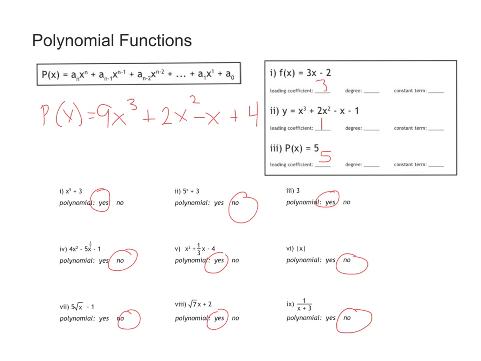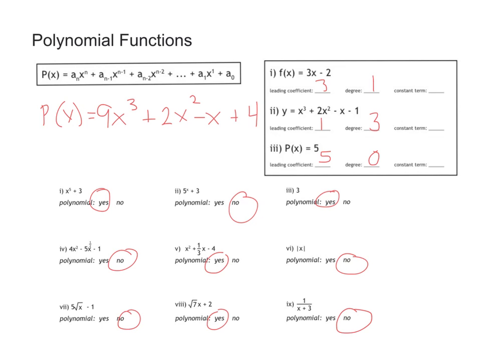So if we look at that first example, 3x minus 2, what's the degree? 1, right, because it's x to the power of 1. For the second one, y equals x cubed plus 2x squared minus x minus 1. It's 3. And for the third one, I heard somebody say it, 0.